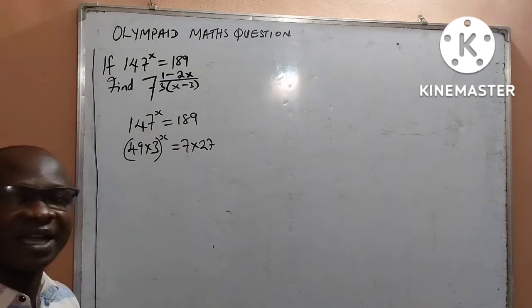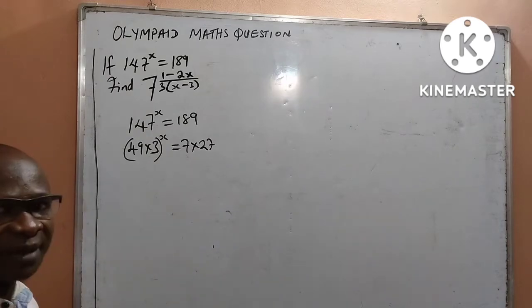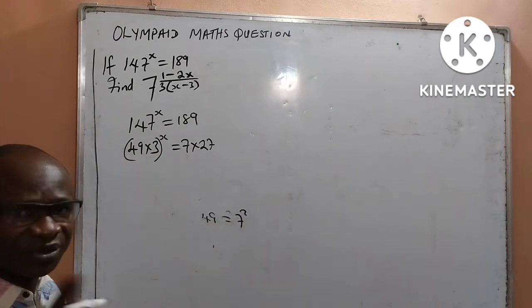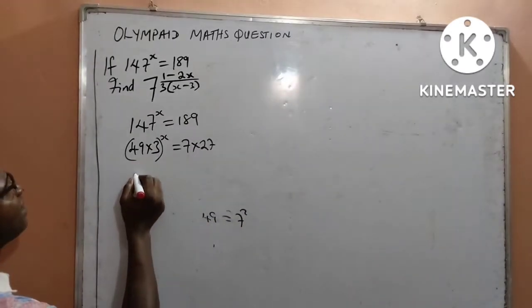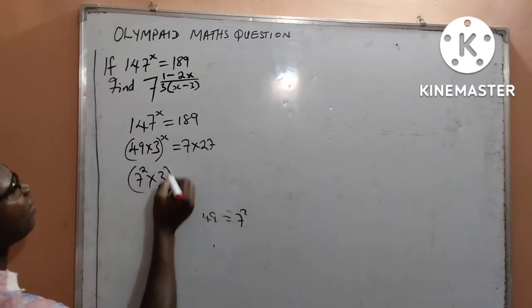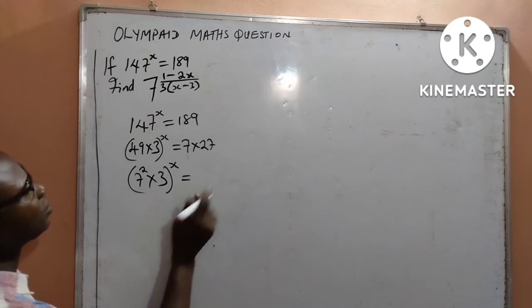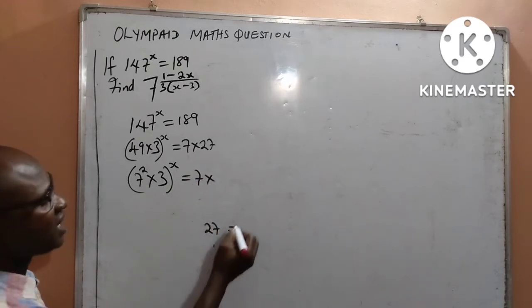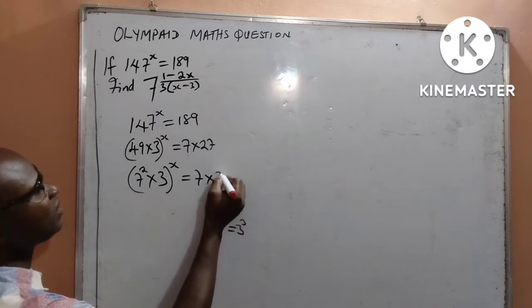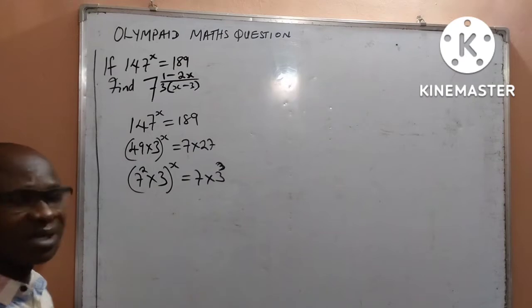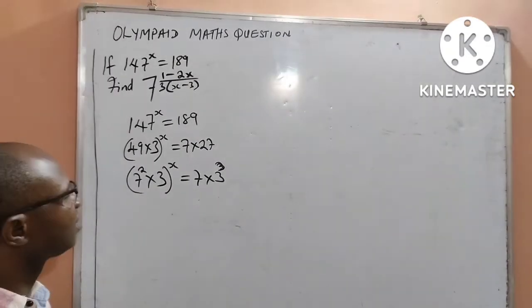That is the first step that I have taken. The second step: 49 is the same thing as 7 raised to the power 2. So I will come here and write (7 raised to the power 2 multiplied by 3) raised to the power x equal to 7 multiplied by 27, which is the same thing as 3 raised to the power 3. So I will represent it as 3 raised to the power 3. That is the second step we have taken.